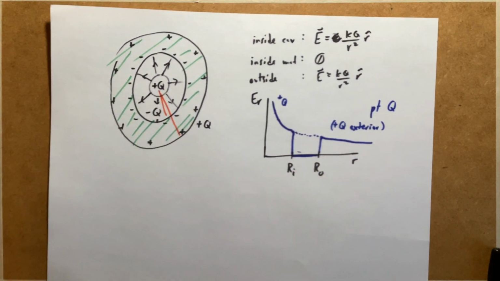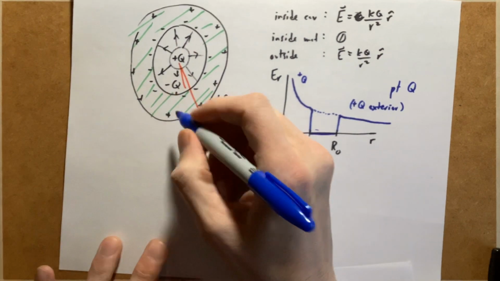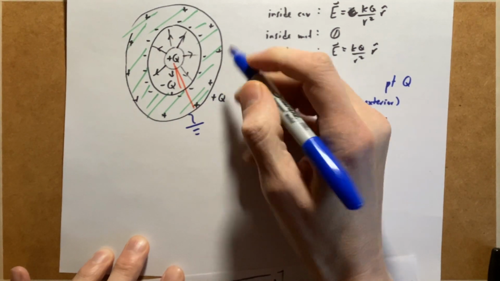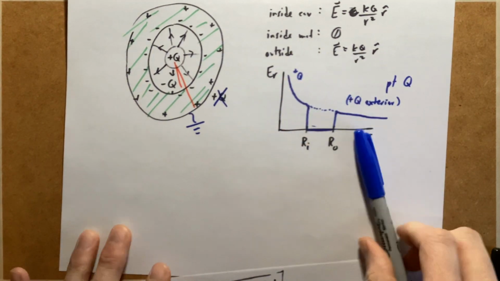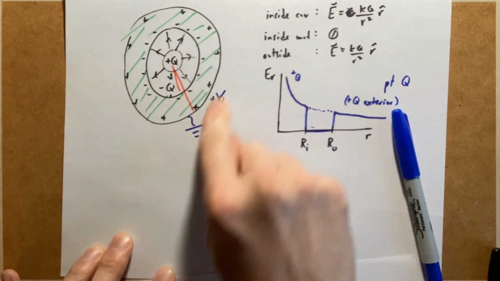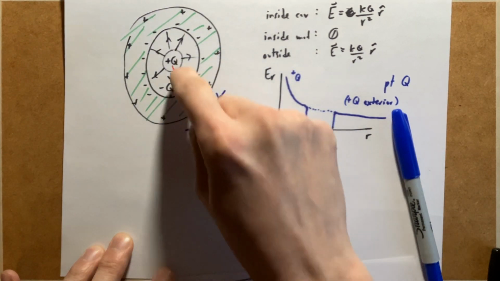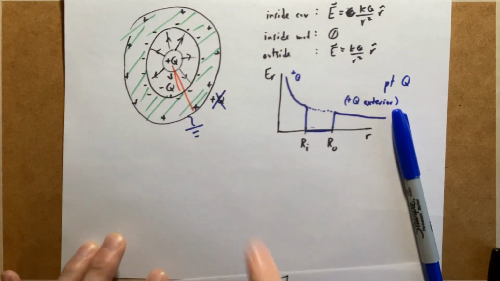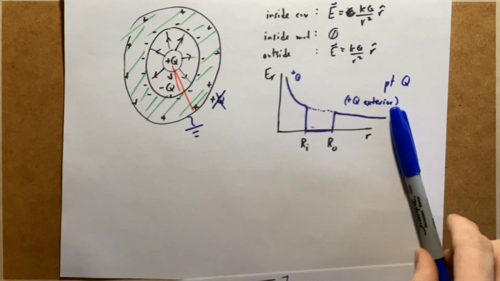Well, what if we ground this? Same thing, it's going to wipe out this. Now this positive charge on the exterior, the most it can repel from this positive point charge inside is not just to the outer surface, it can just go right into the ground. And so we wipe that out.